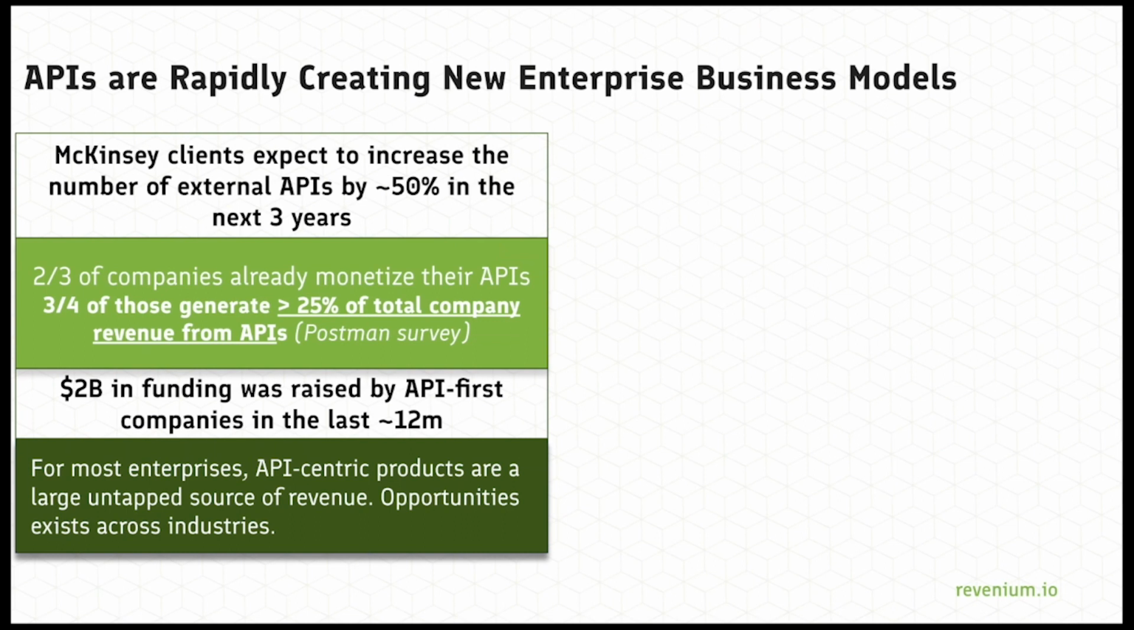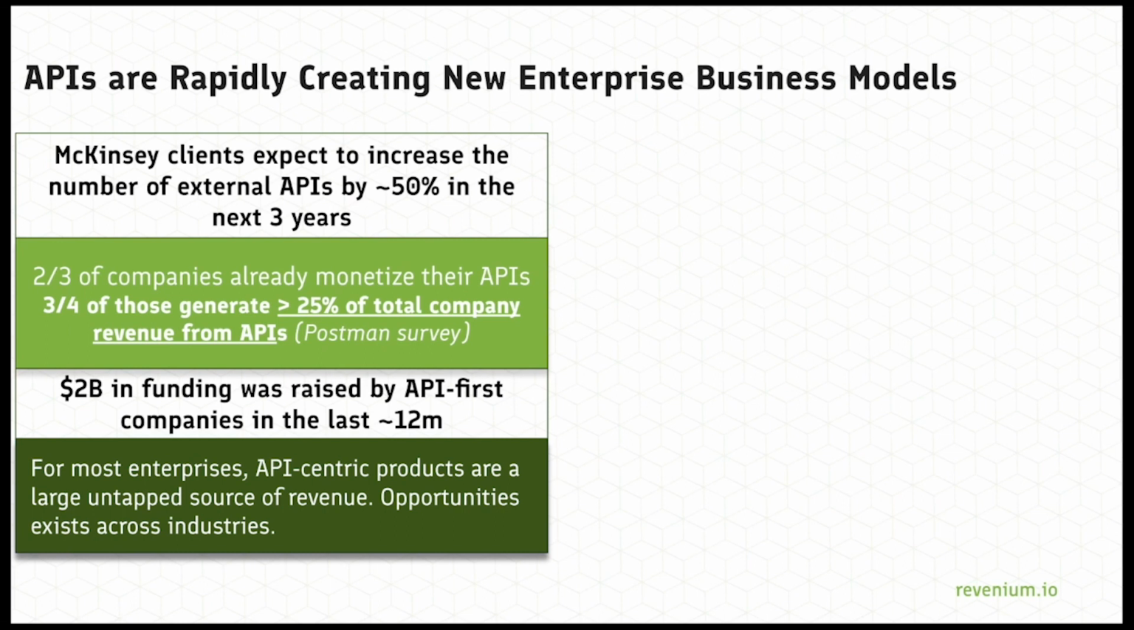And then even more impressively, 3/4 of the companies who answered that question in the positive said that over 25% of their total company revenue comes from APIs, which is another pretty shocking amount of revenue for companies who've never considered doing this before and looking at that as a potential revenue stream of that size. It generates a significant opportunity, as is shown in the last box there.